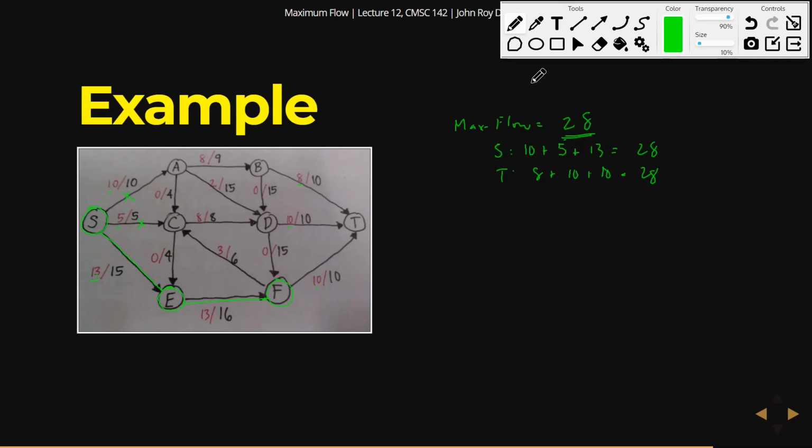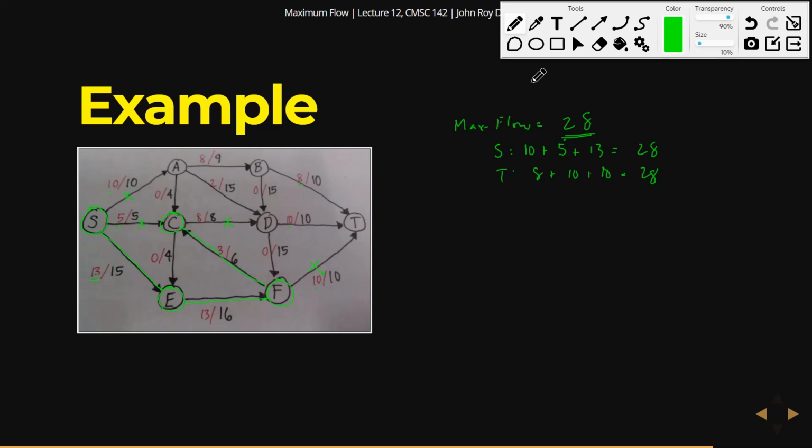From F, can you go to T? Well, you can't because it's blocked off by the 10 over 10 flow. F can go to C because there's still remaining flow of 3 here, right? 3 out of 6. So C is also reachable this time. Now from C, can you still go to D? Well, you can't because it's blocked off by 8 over 8.